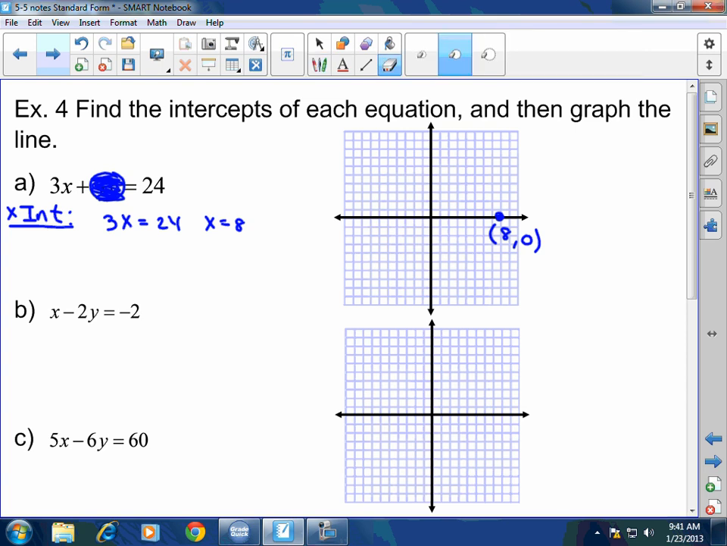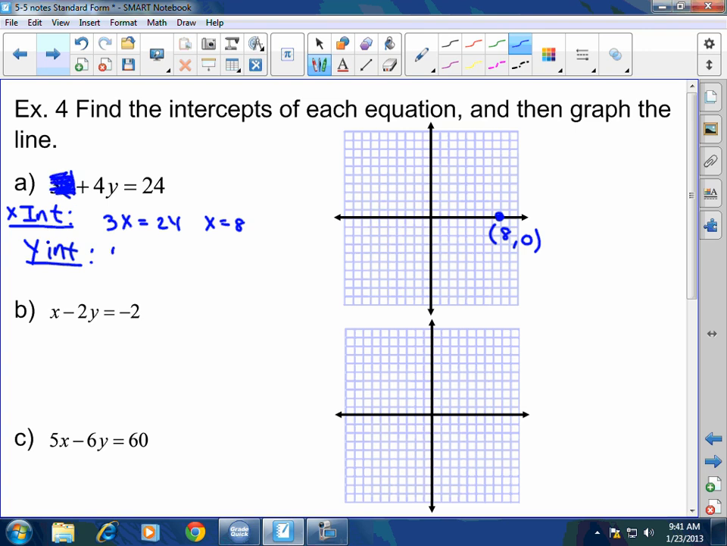Now, I want to find the y-intercept. What do you think is going to go bye-bye this time for the y-intercept? The x. Because what's 3 times 0? So that goes bye-bye. So 4y equals 24. y equals 6. 1, 2, 3, 4, 5, 6. That point is (0, 6). It's the y-intercept. The y value on the y-axis when x equals 0. Connect the dots and you're done.